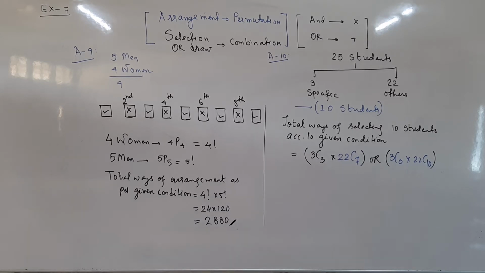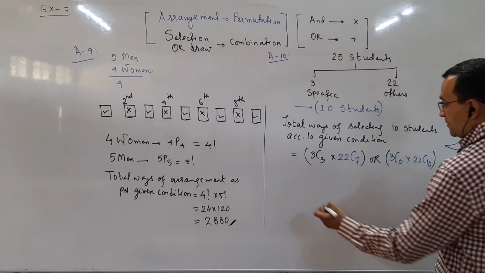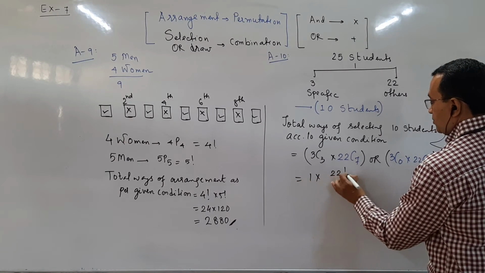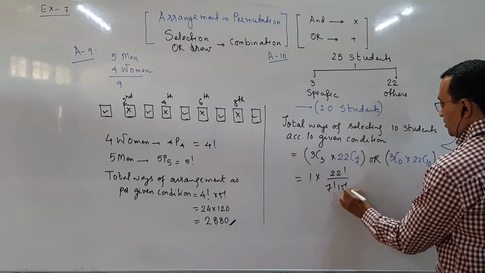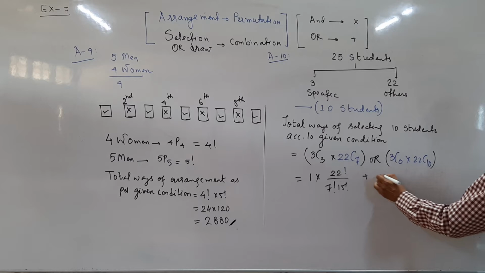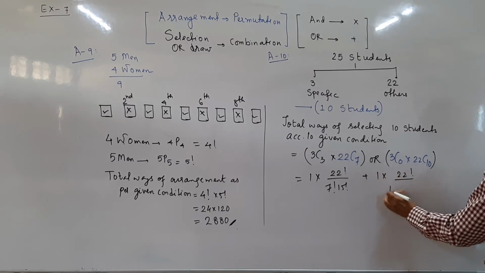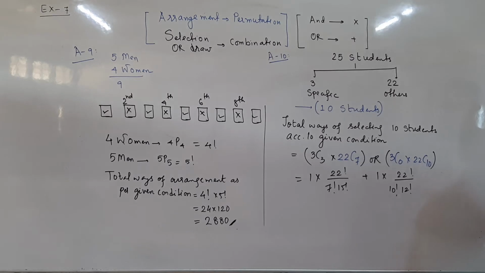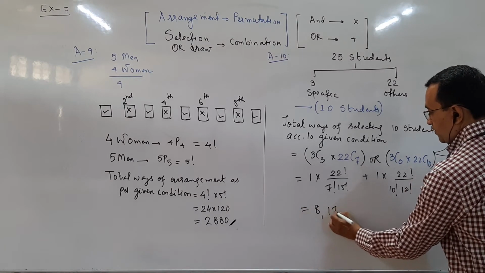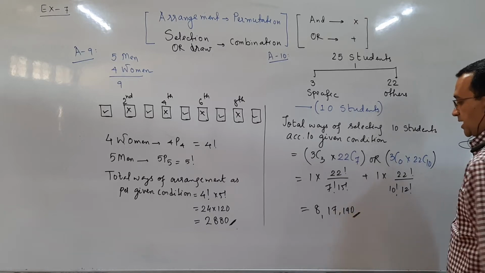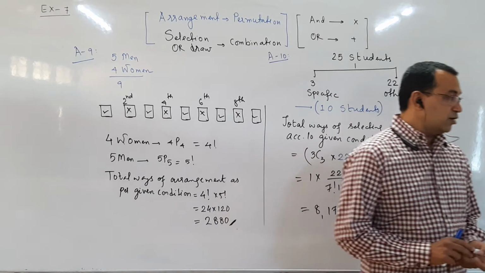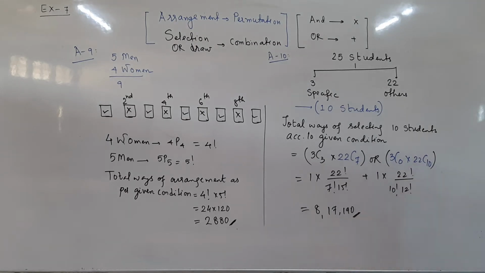Now these 3 students out of given 3 can be selected one way, and this is 22 factorial upon 7 factorial into 15 factorial, or means addition. They can be rejected in one way, 22 factorial upon 10 factorial into 12 factorial. Simplifying, the answer is 8,17,190. Addition of this is 8,17,190 ways we can select 10 students. So it is quite a large number.